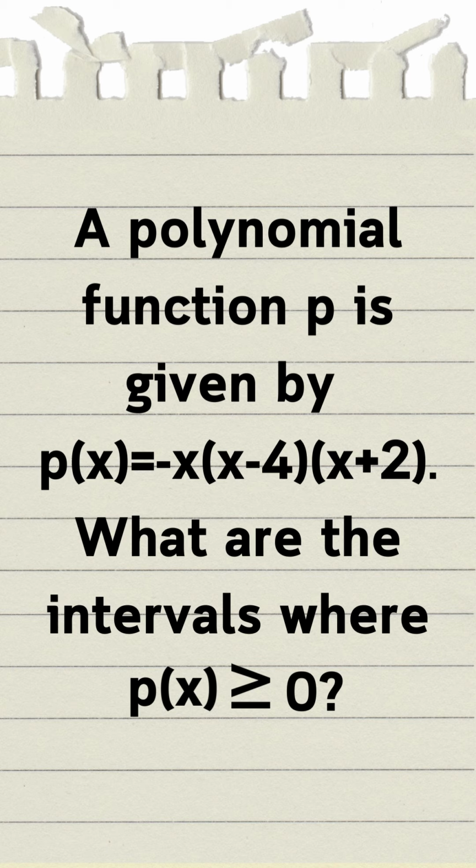A polynomial function p is given by p of x is equal to negative x times (x minus 4) times (x plus 2). What are the intervals where p of x is greater than or equal to 0? Okay, pause it and try it.